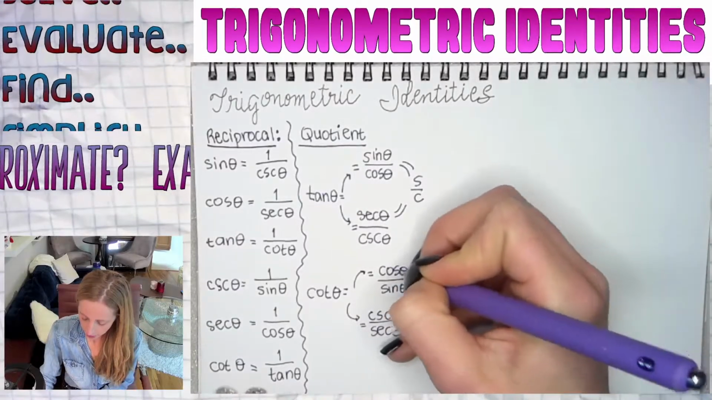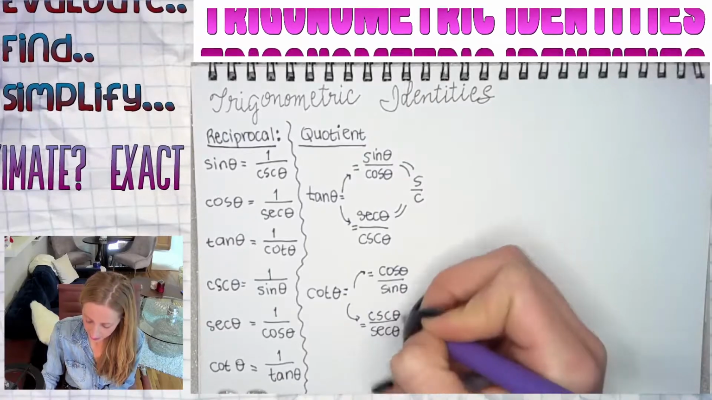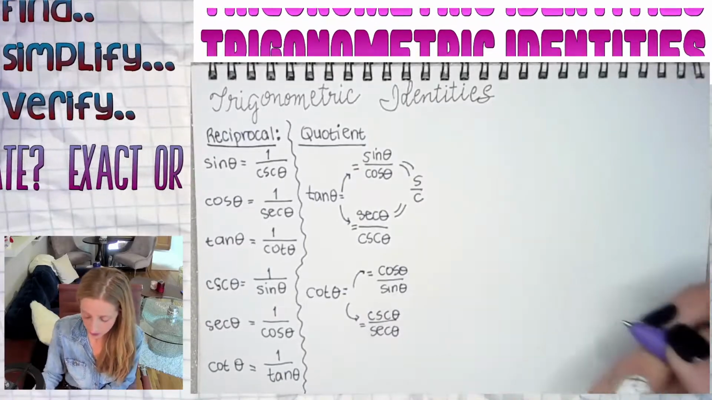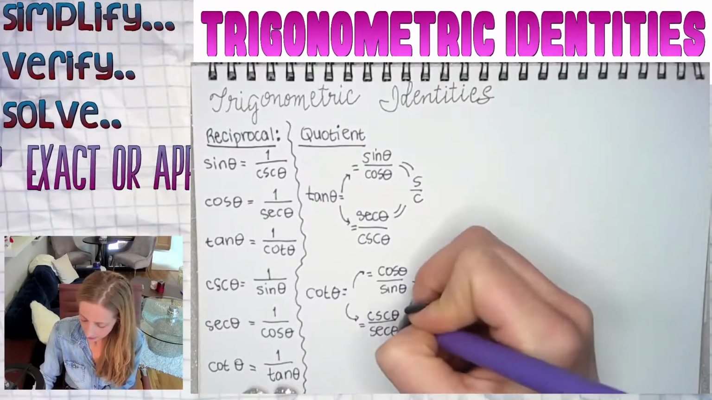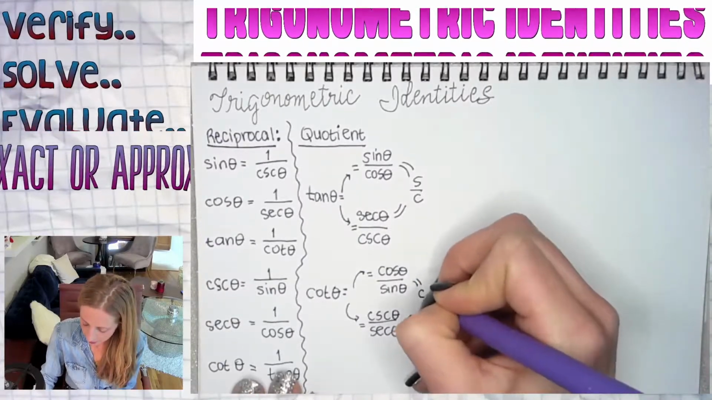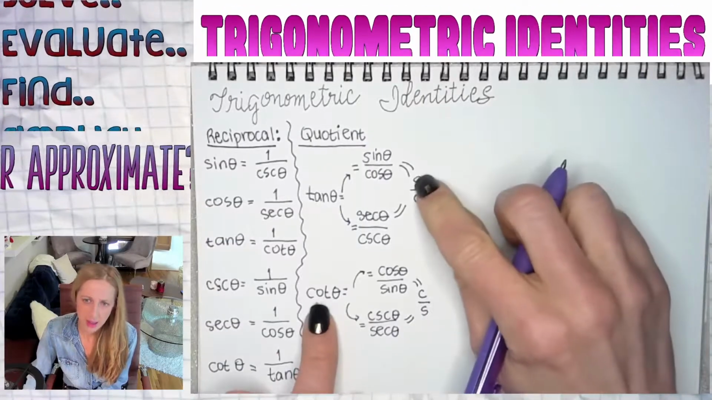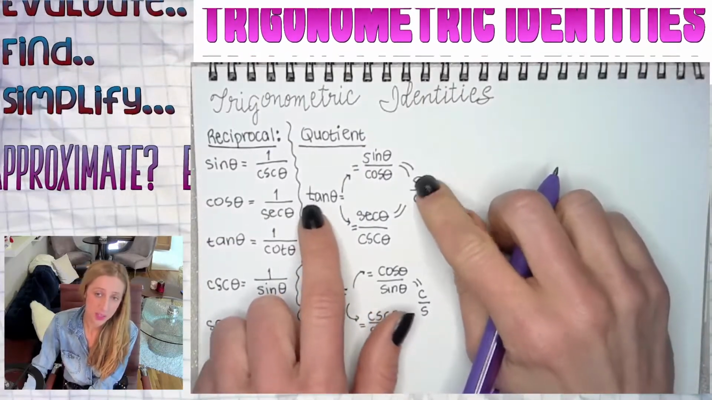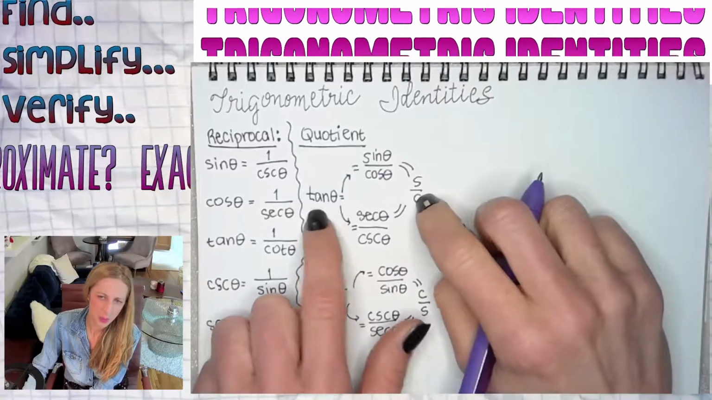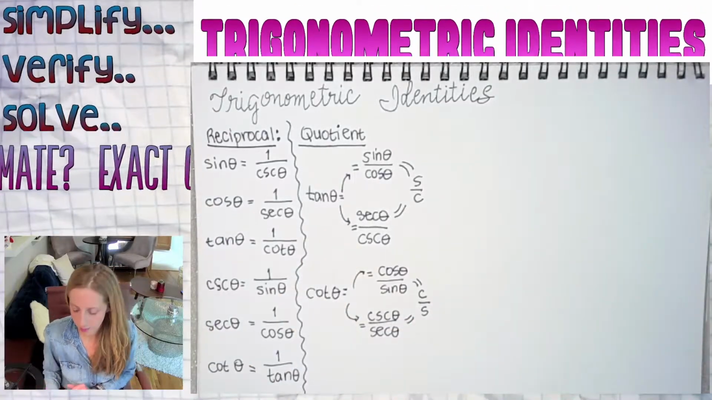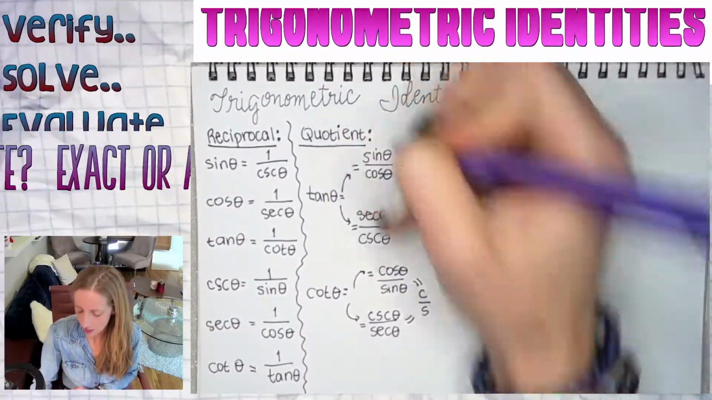Secant, cosine on top is the same as secant on bottom. Sine on bottom is the same as cosecant on top. And really, another way to remember is that C will be on top and S on bottom. So C is on top for cotangent. S is on top for tangent. I know it's not the same letter, but they're neighbors in the alphabet, right? So that helps you remember your quotient identities over there.